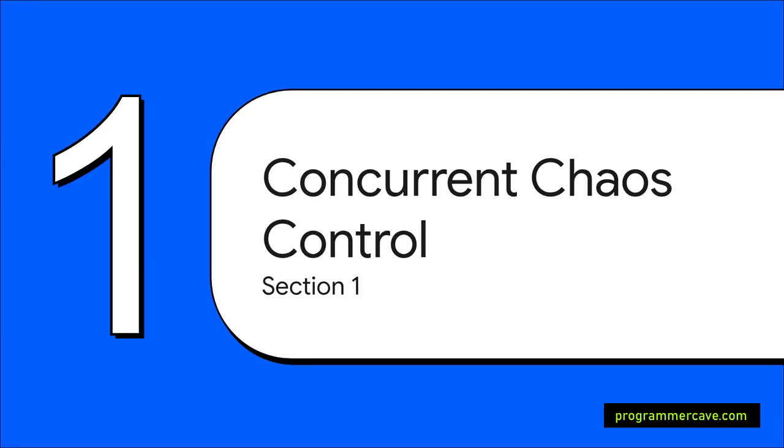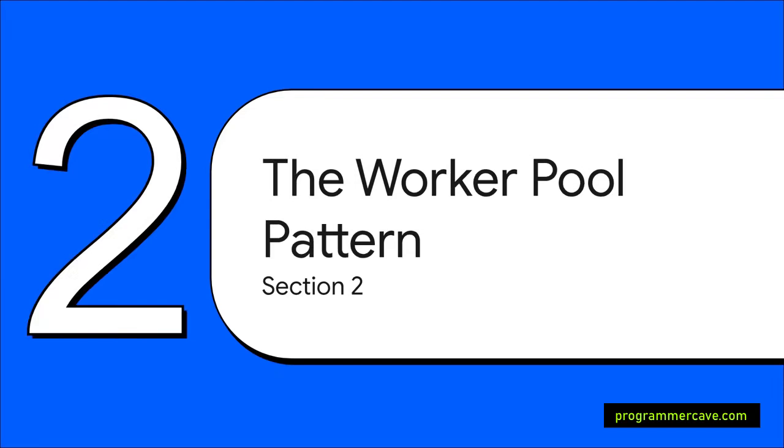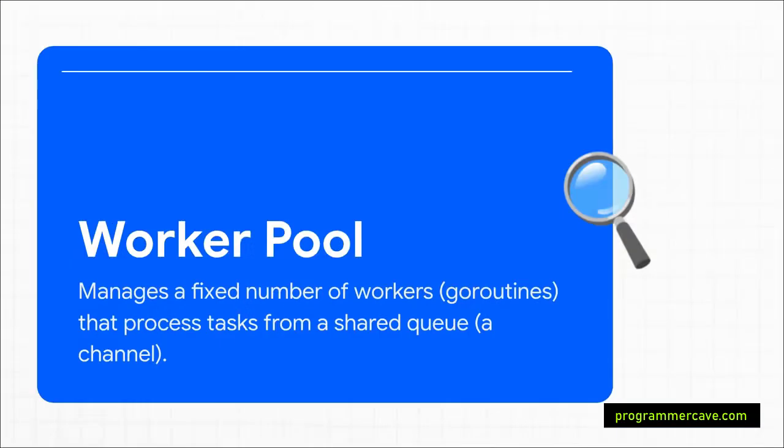Okay, Section 1: Controlling Concurrent Chaos. You know, the goal here isn't just about making things run faster. It's about control. It's about managing your resources so you can build systems that are predictable and stable. So, let's get into our first major tool for taming that chaos, the worker pool. This is probably one of the most common and useful concurrency patterns you'll see out there in the Go world.